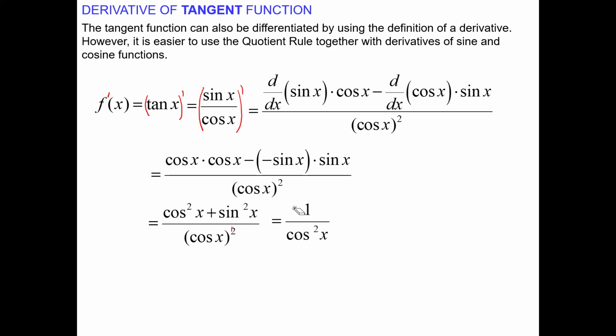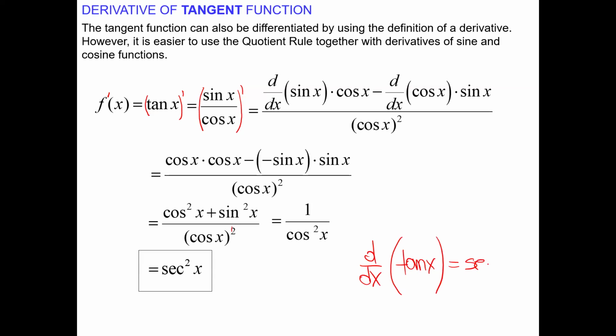However, we have another trigonometric ratio that represents the reciprocal of cosine of x, secant. Secant squared of x. This is the derivative of tangent. That's the third formula to remember. Let's write: derivative with respect to x of tan of x equals secant squared of x. Beautiful. Okay, the third formula.